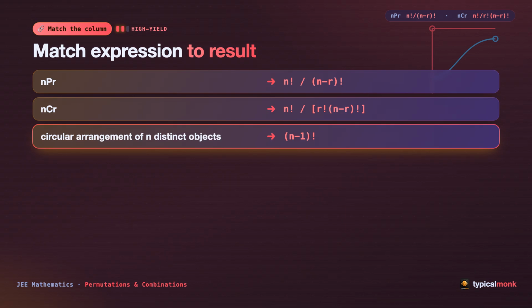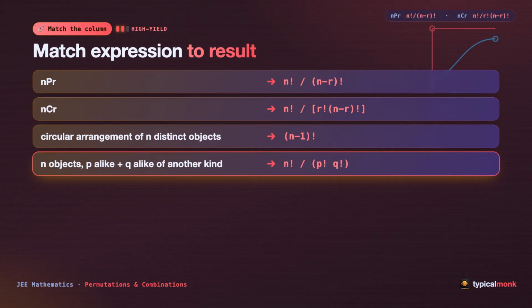Circular arrangement of n distinct objects matches (n minus 1) factorial. An arrangement of n objects with p alike of one kind and q alike of another matches n factorial divided by p factorial times q factorial. If all four came to you before the reveal, the formulas are becoming yours.